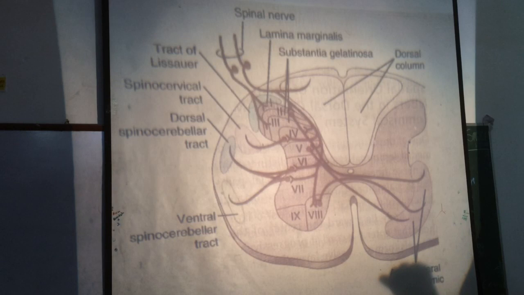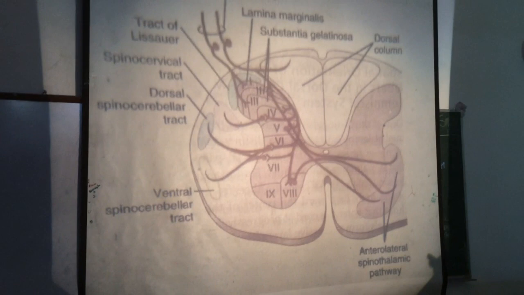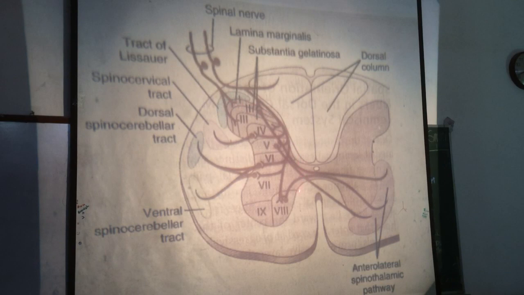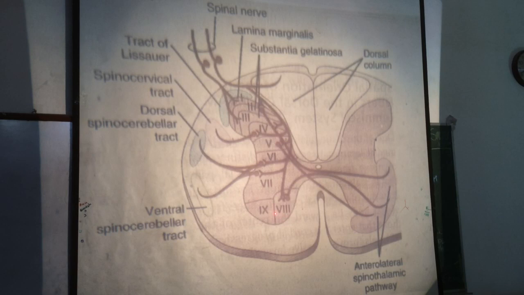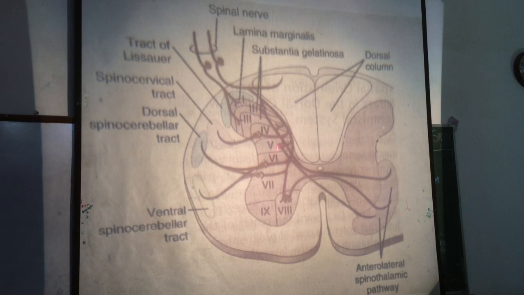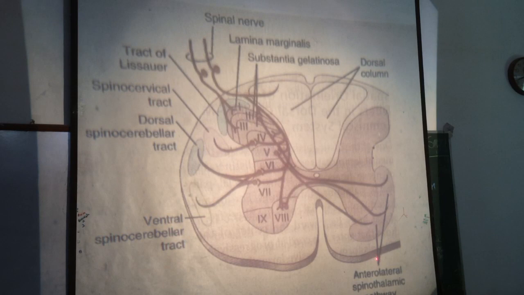We discussed in the previous lectures that the spinal cord gray matter is divided into 9 laminae: 1, 2, 3, 4, 5, 6, 7, 8, 9. Right? And the ventral spinothalamic tract synapses in lamina 5 and 6.